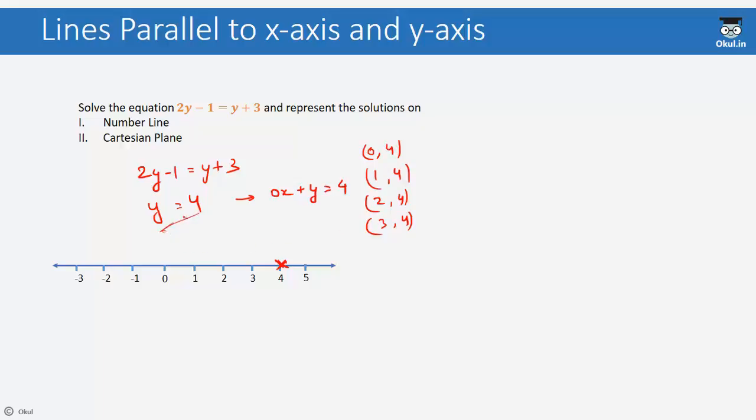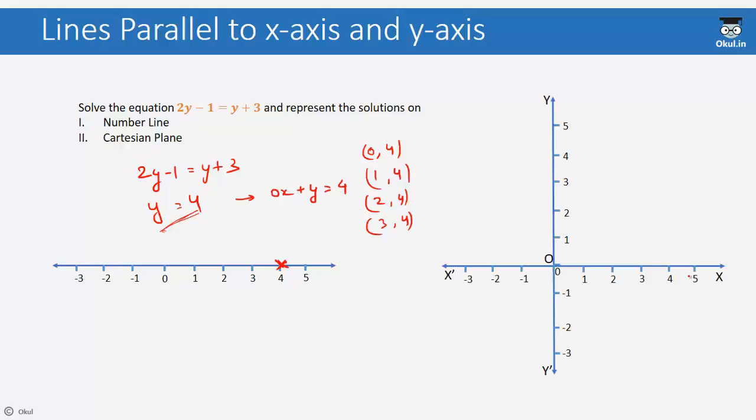Now let's plot the points on the Cartesian plane. The first point is (0, 4), that is 4 units along positive y-axis. This will be our point. Next point is (1, 4). This will be our point. The next point is (2, 4). So this will be our point and the next point is (3, 4). So this will be our point 4.